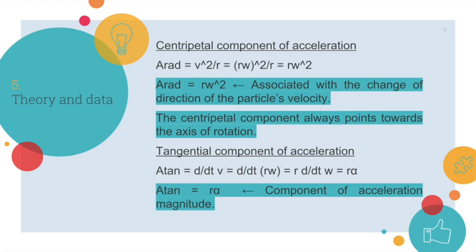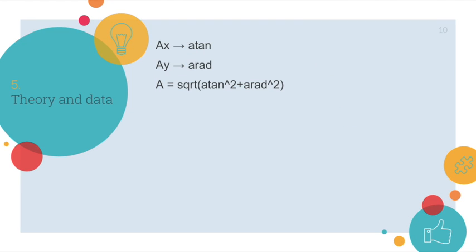On the other hand, the tangential component of acceleration is equal to the derivative of velocity, and velocity is r times w. So the tangential acceleration is equal to r times a. That is the component of acceleration magnitude.